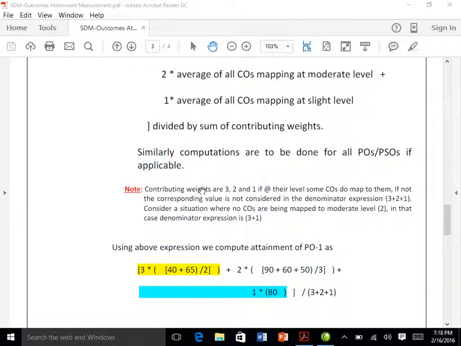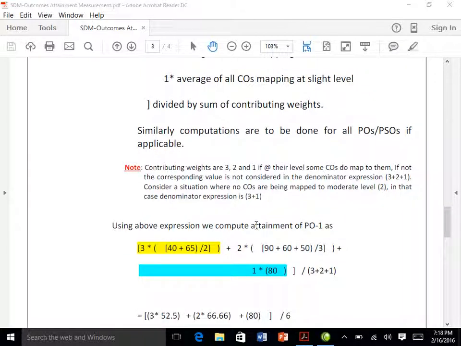Contributing weights are 3 to 1 if at their level some of the COs do map to them. If not, the corresponding value is not considered in the denominator expression, that is 3 plus 2 plus 1. Consider a situation where no COs are being mapped to the moderate level, that is level 2. In that case, the denominator expression is 3 plus 1.